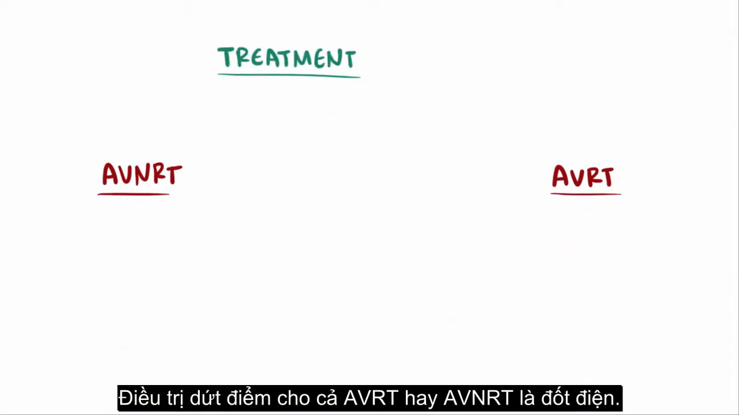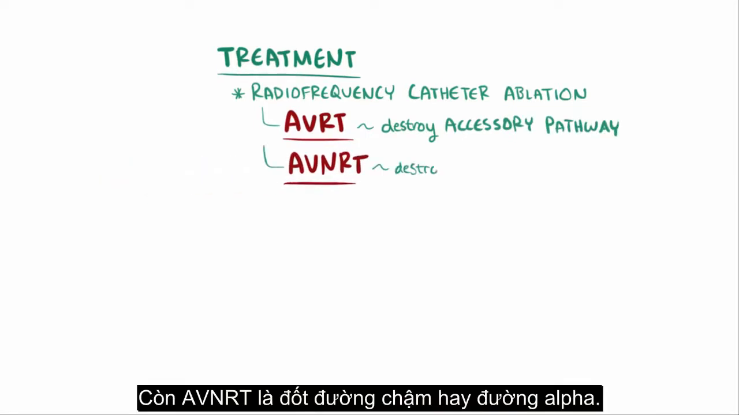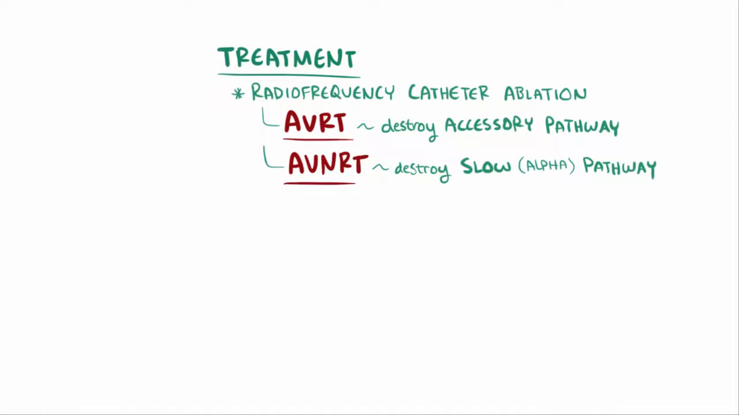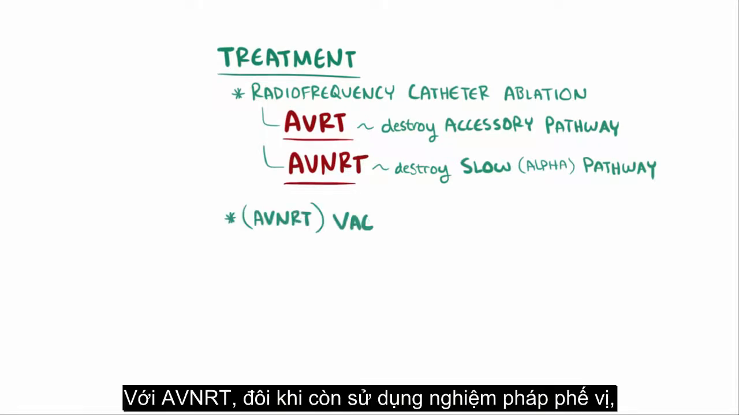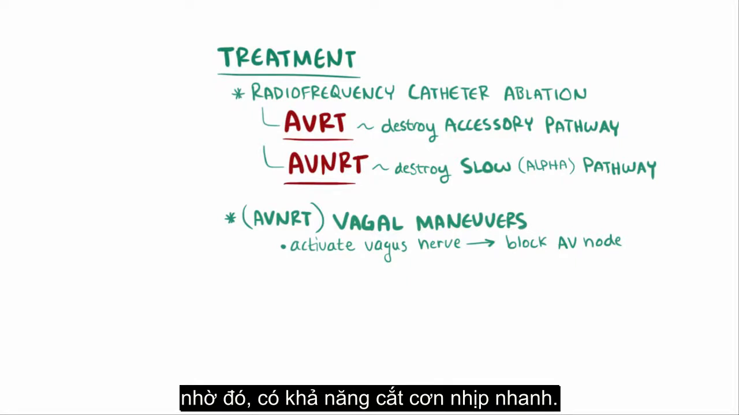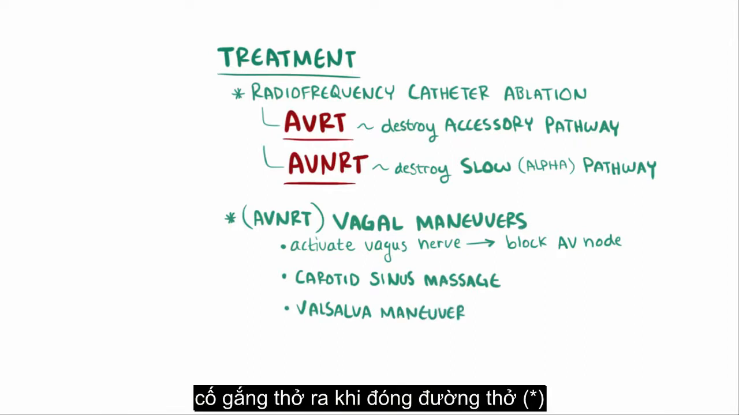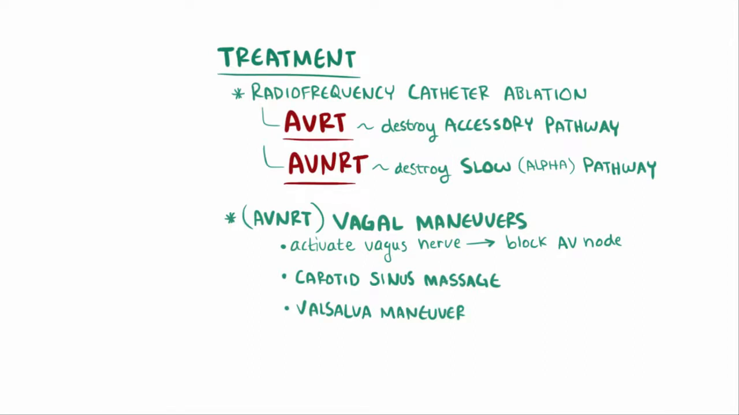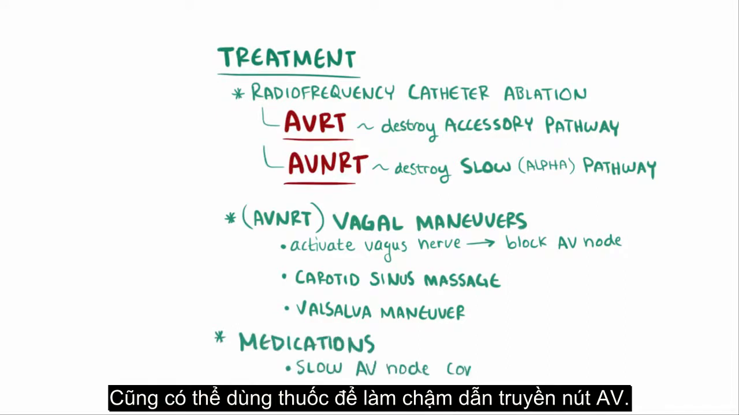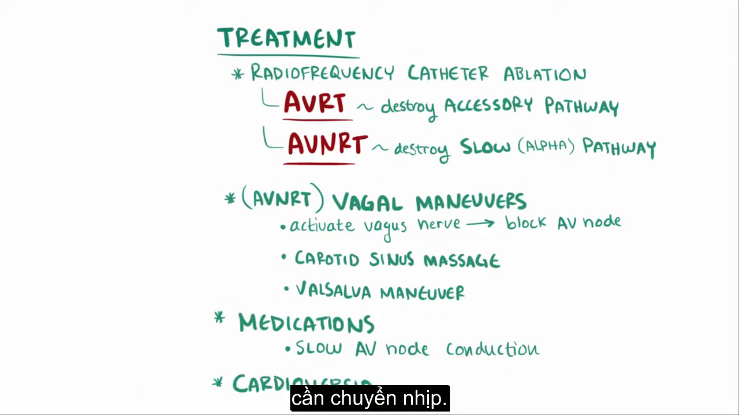The definitive treatment for either AVRT or AVNRT is radiocatheter ablation, essentially destruction of the accessory pathway with AVRT and destruction of the slow or alpha pathway with AVNRT. For AVNRT, sometimes people can use vagal maneuvers as well, which are ways to activate the vagus nerve, which tends to block the AV node temporarily, therefore potentially stopping the episode. Some methods include a carotid sinus massage as well as a Valsalva maneuver, which is forced exhalation against a closed airway. Also, they might use medications to slow AV node conduction. In rare cases where other treatments haven't been effective, though, they might need cardioversion.